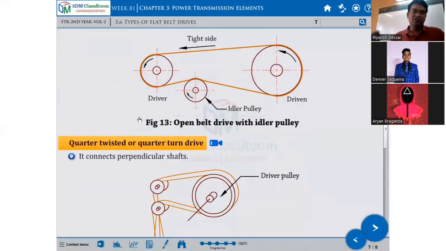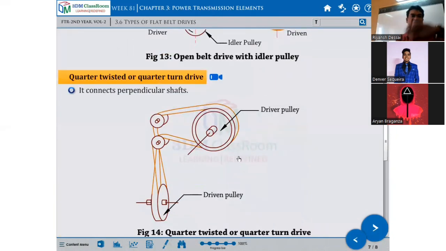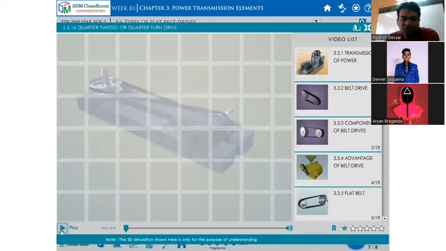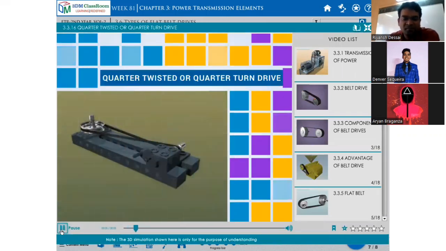It's a question again. So quarter twisted or quarter turn drive, or such 90 degrees. Suppose you want to transmit the power, then you have to make such an arrangement. So this will rotate this way and this has to be in the opposite direction. Right angle drive, you can say. Quarter twisted or quarter turn drive.